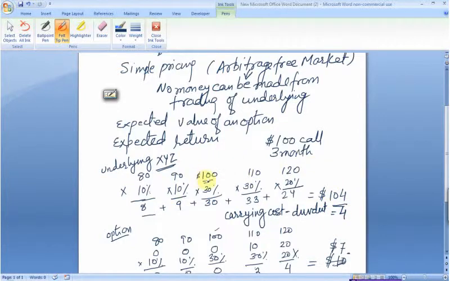So the price of XYZ is at $100, and the expected value is $104, but this $4 gain is offset by this value, carrying cost minus dividend. So when I say no money can be made, this will all sum out to, so we saw that we actually did not make any money in the trading of the underlying. And this is our assumption when we talk about the simple pricing model.